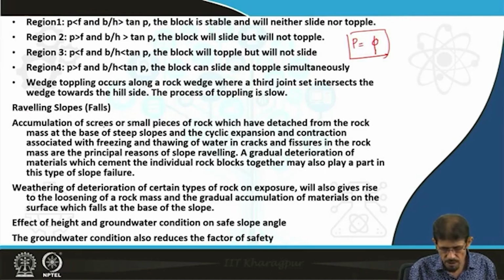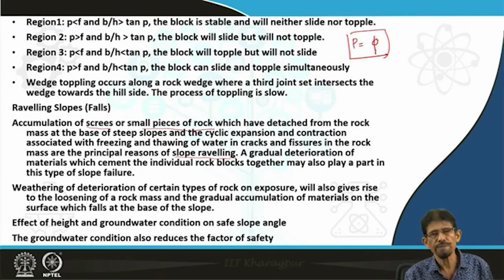Revealing slopes: falls, accumulation of scree or small pieces of rock, which we have already discussed, have detached from the rock mass at the base of steep slopes. The cyclic expansion and contraction associated with freezing and thawing result in the formation of cracks, fissures and others, and formation of rock mass in the form of blocks. The rock mass is the principal reason for slope revealing, and a gradual deterioration of the material which cements the individual rock blocks together may also play a part in this type of failure. Weathering of the rock strata causes deterioration of certain types of rocks on exposure, and will also give rise to loosening of the rock mass and accelerate the slide.